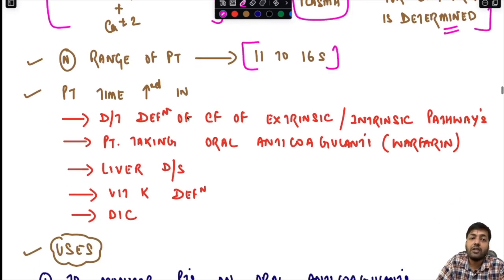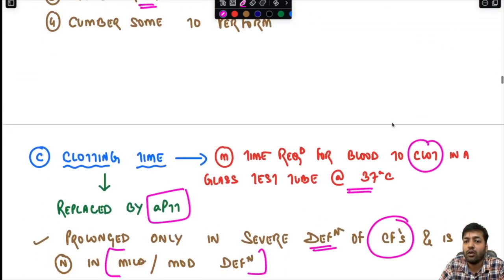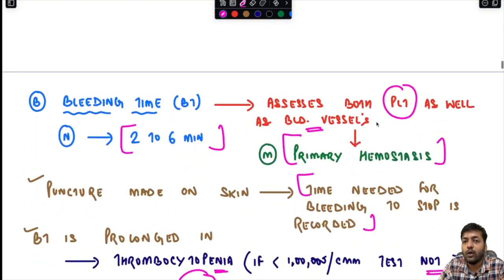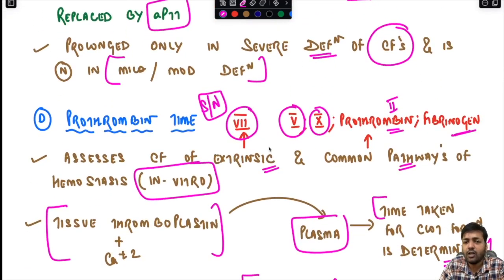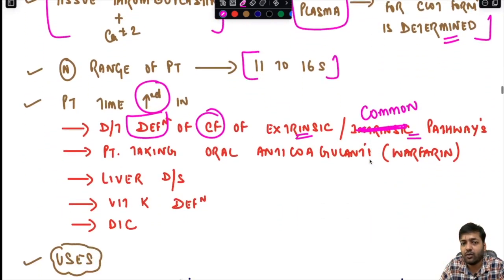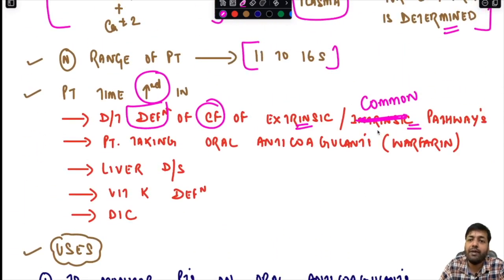Now remember, what are the conditions where the prothrombin time is increased? It can be increased because of, first of all, deficiency of clotting factors of the extrinsic or common pathway. Sorry, I said intrinsic earlier, that was a mistake. Due to the deficiency of the clotting factors of the extrinsic or the common pathways, because prothrombin time is basically assessing the clotting factors of the extrinsic and the common pathways, as we have already seen. So when there is a deficiency of clotting factors of extrinsic or common pathways, prothrombin time will be increased.